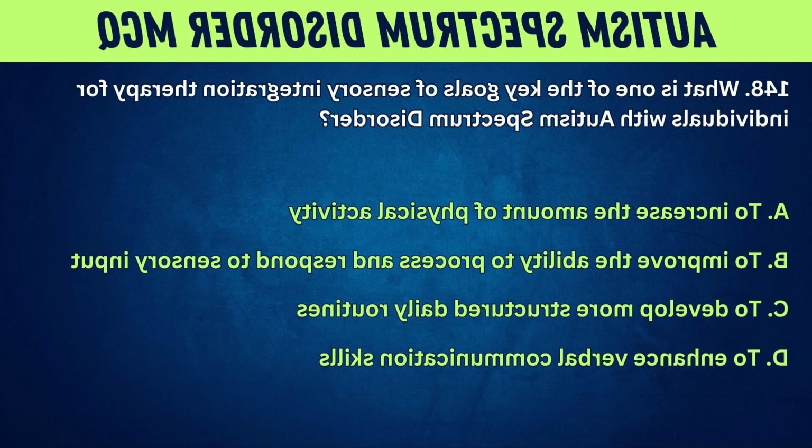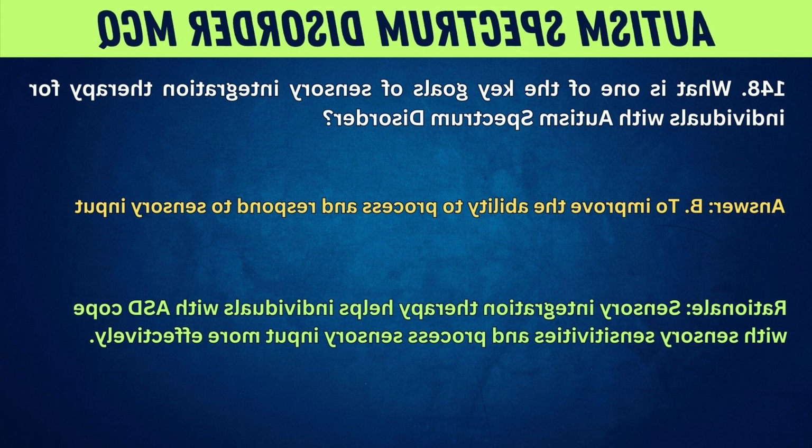148. What is one of the key goals of sensory integration therapy for individuals with autism spectrum disorder? A. To increase the amount of physical activity. B. To improve the ability to process and respond to sensory input. C. To develop more structured daily routines. D. To enhance verbal communication skills. Answer: B. To improve the ability to process and respond to sensory input. Rationale: Sensory integration therapy helps individuals with ASD cope with sensory sensitivities and process sensory input more effectively.